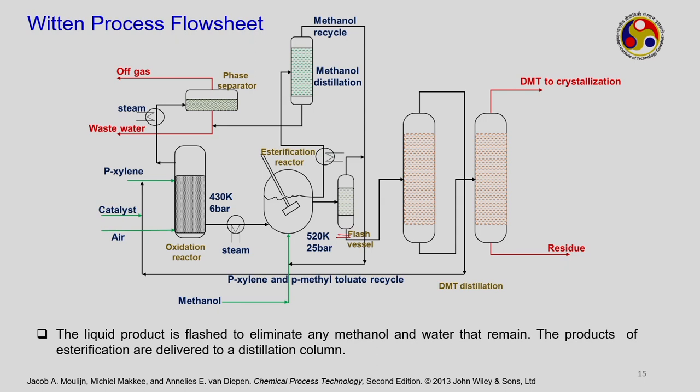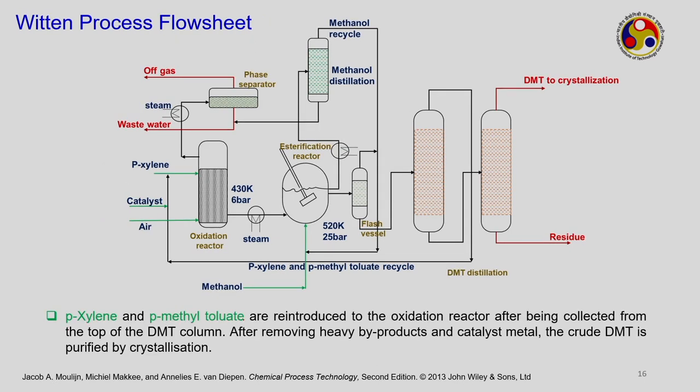Paraxylene and paramethyl toluate are reintroduced to the oxidation reactor after being collected from the top of the DMT column. So from this you have the unreacted paraxylene and paramethyl toluate. Because the esterification is uncatalyzed, some may be left, that is, some unoxidized product may be there. This paraxylene and paramethyl toluate, you don't recycle the ester, you recycle the initial, unoxidized product, paraxylene and paramethyl toluate, so as to convert them to the respective acid. They are then fed back to the oxidation reactor.